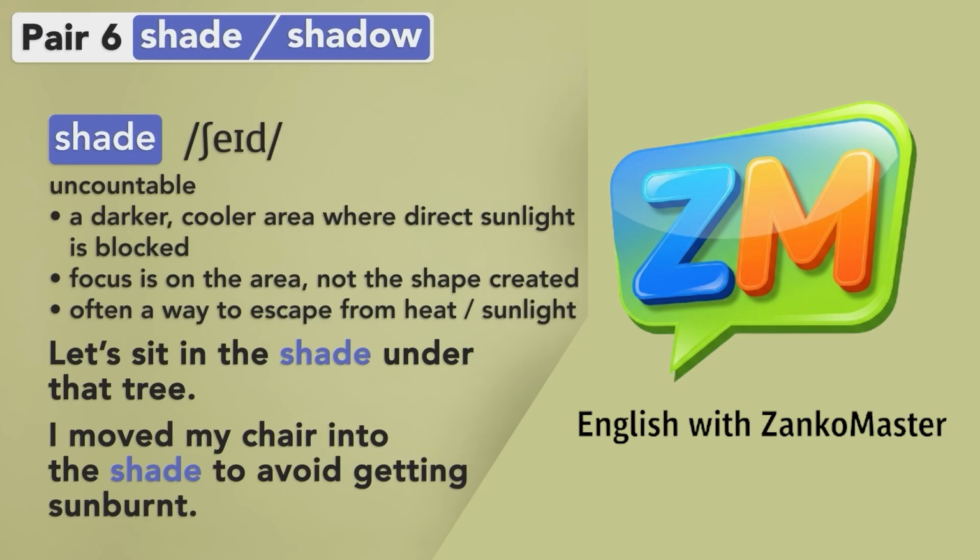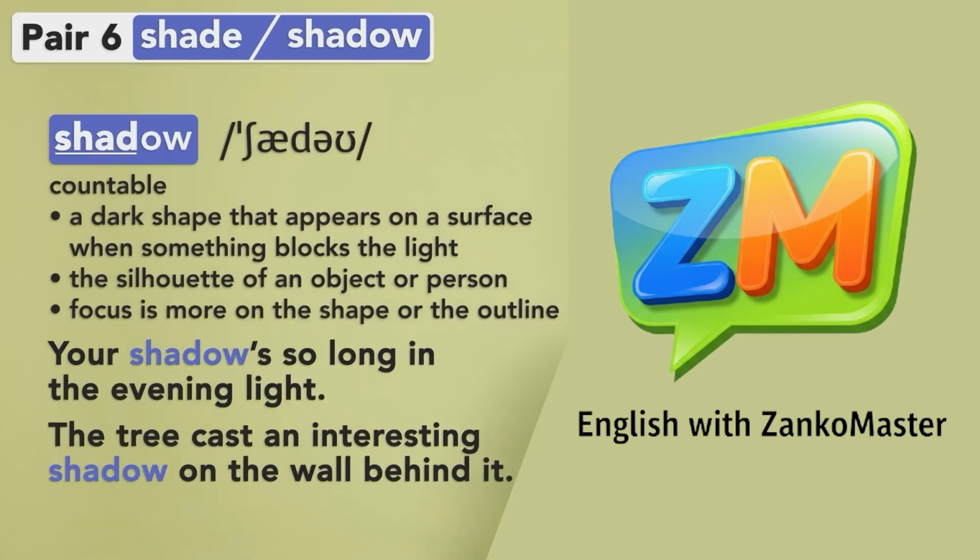Okay, our final pair, number 6, is shade versus shadow. Quite tricky. Shade is a darker, cooler area where direct sunlight is blocked. The focus is on the area, not the shape created. And we often talk about shade as a way to escape the heat or sunlight. Shade is uncountable. Some examples. Let's sit in the shade under that tree. Or, I moved my chair into the shade to avoid getting sunburned.